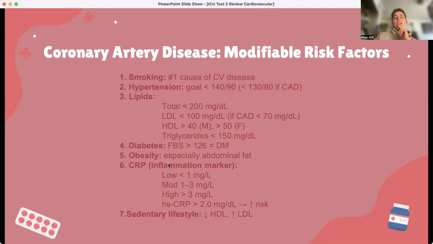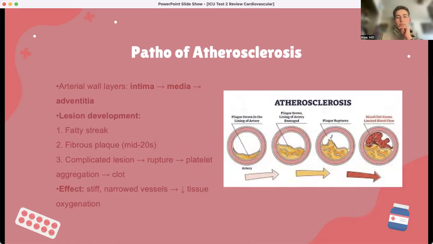And the CRP is just this marker that shows general inflammation. It's highly sensitive, but not specific. It doesn't tell you where the inflammation is or what's going on. Okay, path of atherosclerosis. So it begins with the intima and then eventually can reach the media.